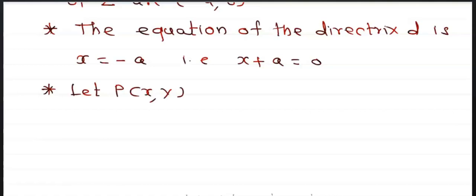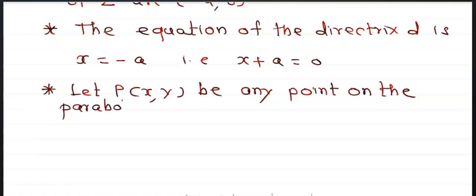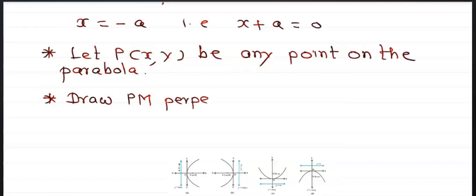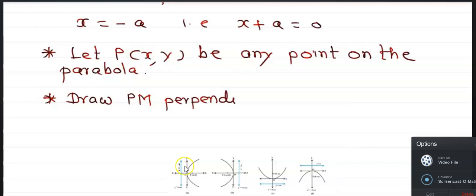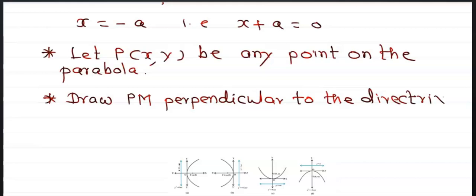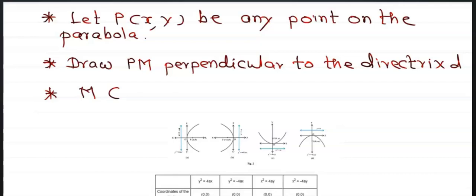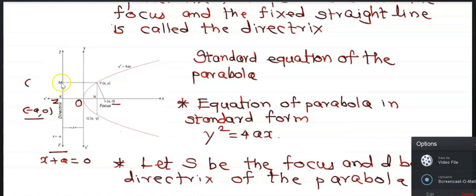Let P(x, y) be any point on the parabola. If you take the point P on this parabola, PM is perpendicular to the directrix, and PS is the distance from the focus. M has coordinates (minus a, y). Now in case of the parabola, the value of eccentricity is 1. That is, SP upon PM is equal to 1, that is e is equal to 1.